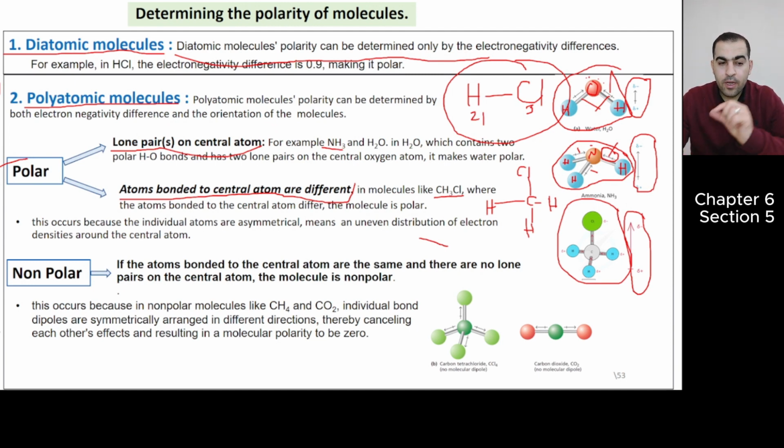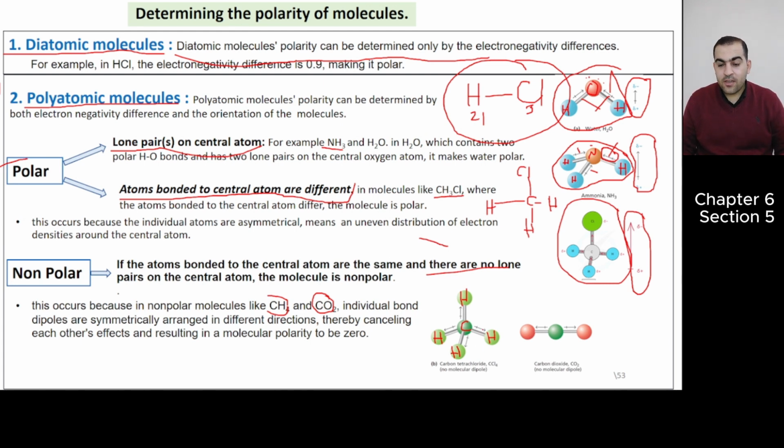So when is a polyatomic molecule going to be nonpolar? When the atoms bonded to the central atom are all the same, and there are no lone pairs on the central atom. Examples: CH4, CO2. This is CH4. This is carbon, and these are hydrogens. How many atoms are bonded to the central atom? 4. Are they the same? Yes, the same. They are tetrahedral, and there are no lone pairs, so it's going to be non-polar.